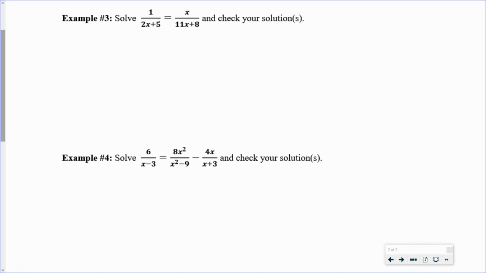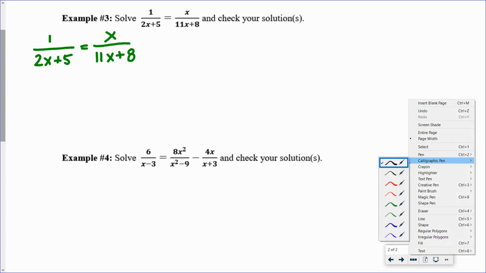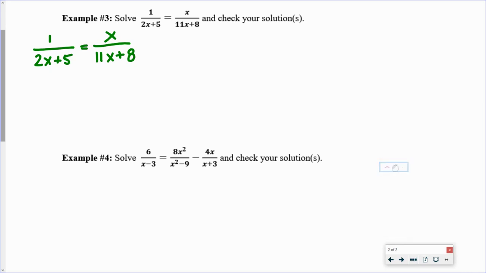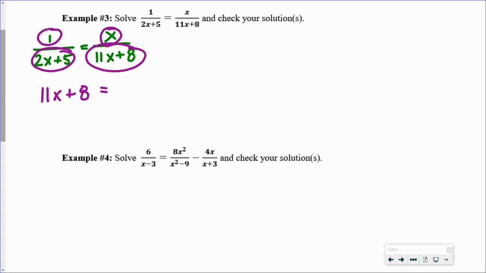So, like I did in the last one, just going to quickly rewrite the equation down here. All right, and this is a proportion, so we are going to use cross multiplication here. So I'm going to multiply 1 times 11x plus 8, which is just going to give us 11x plus 8, nice and easy. And then x times 2x plus 5, so that's going to be x times the quantity 2x plus 5.